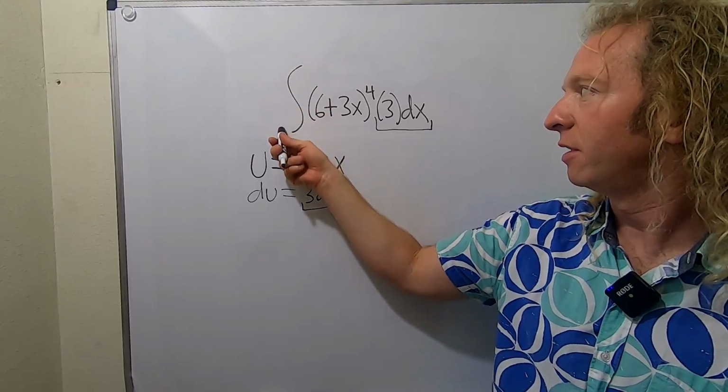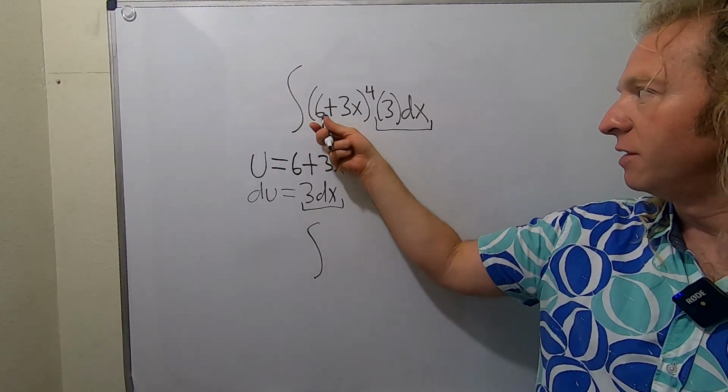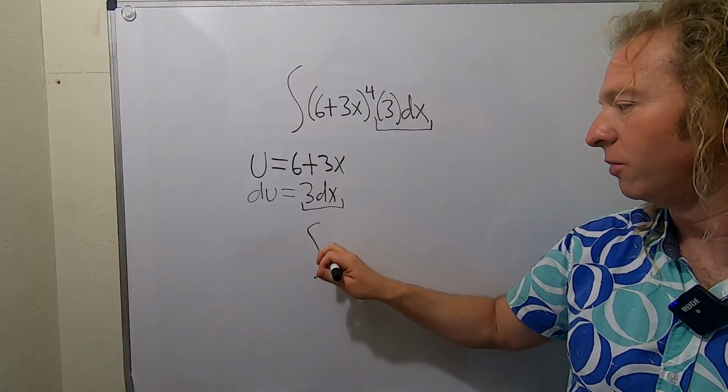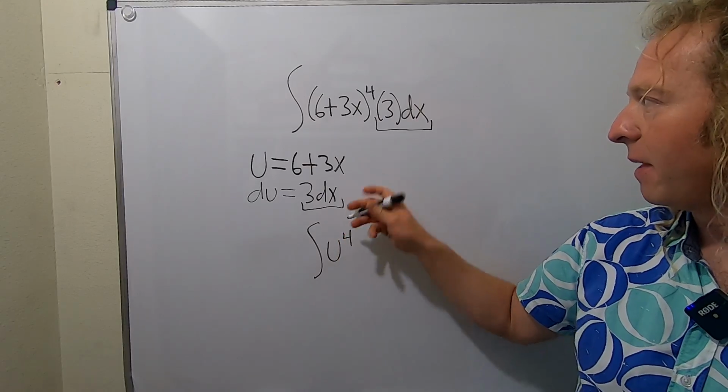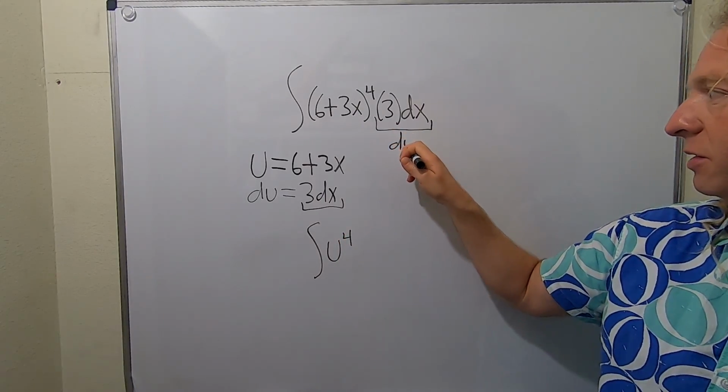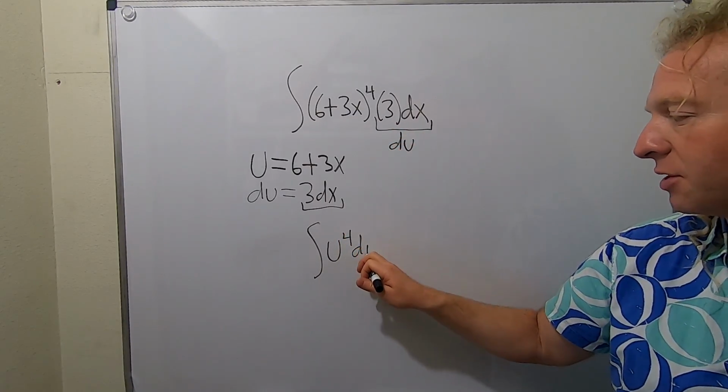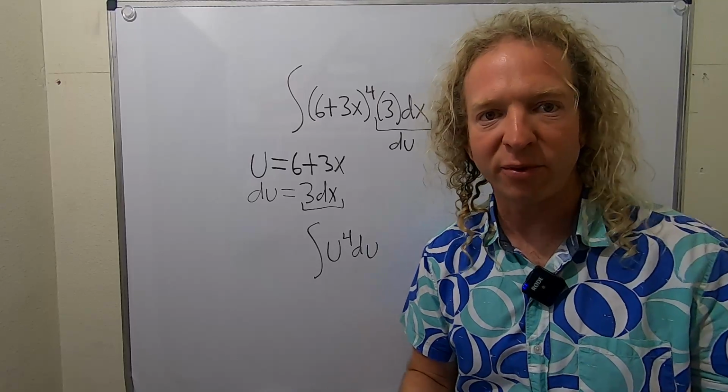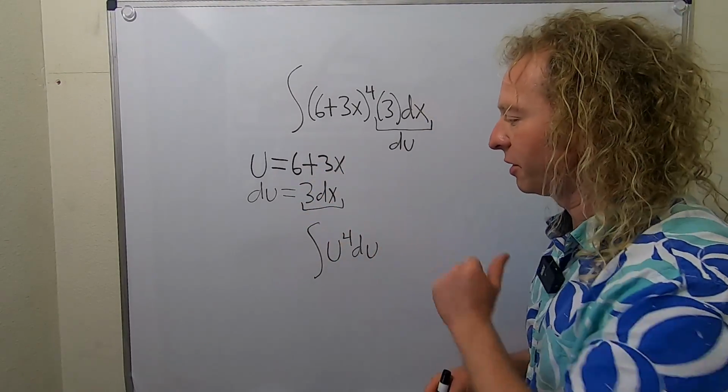So we have this indefinite integral. This inside piece here becomes our u. And then what's left over, this piece here, this is our du. Now it doesn't always work out like this. It's just this example was rigged to work out nicely.